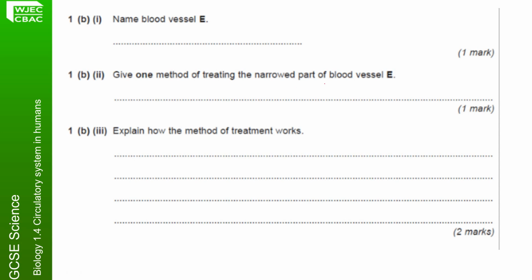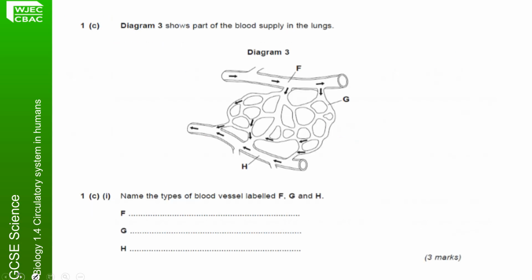Give one method of treating the narrowed part of blood vessel E and explain how the method of treatment works, okay? This is normally restricted to our triple pupils, but you may know a little bit about this. And then finally, this diagram of the blood supply, could you identify the names of the different blood vessels, okay? Or the types of blood vessels, in other words, arteries, veins and capillaries, okay?